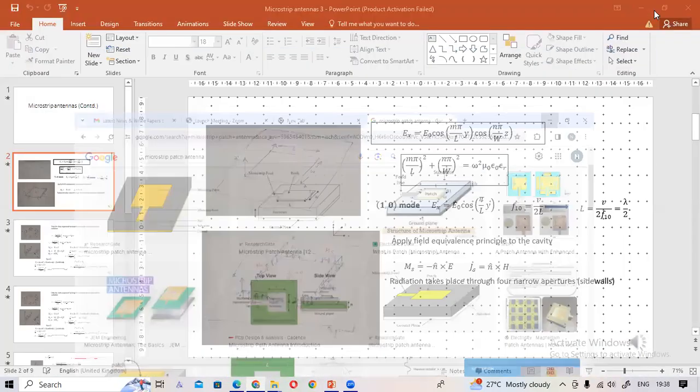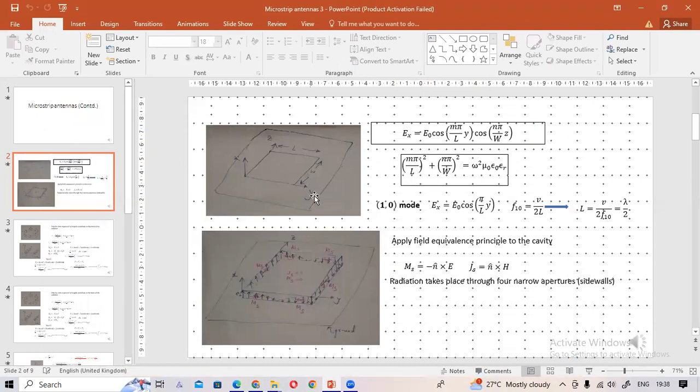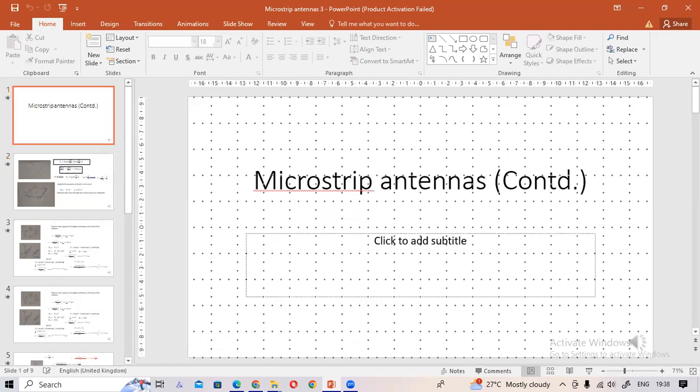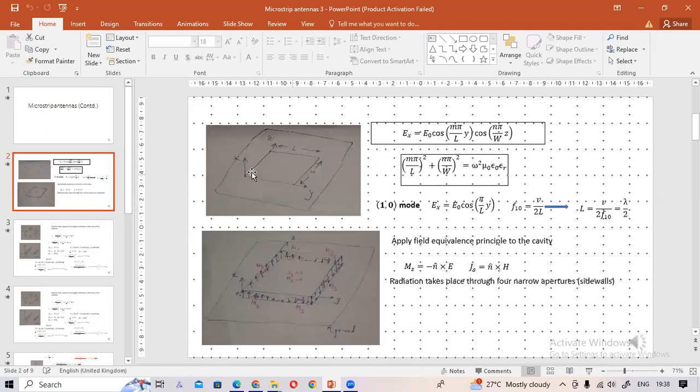Okay, so there is a way to calculate the current distribution of the antenna. I'm going to show you the techniques we used to get the current distribution of the antenna. For the microstrip antenna, it will be somewhat complex, and the derivation is also somewhat complex.